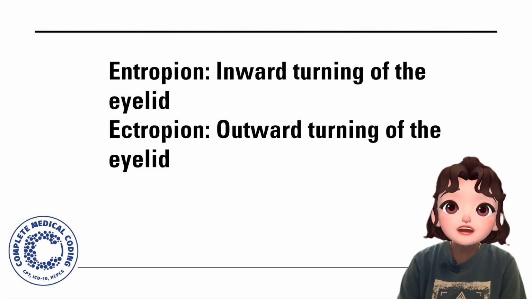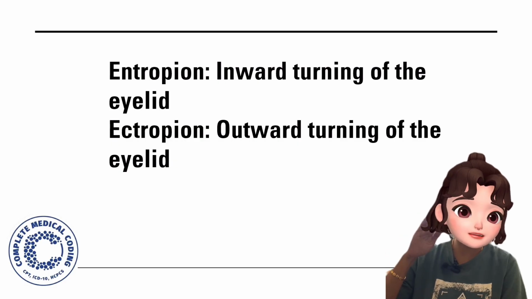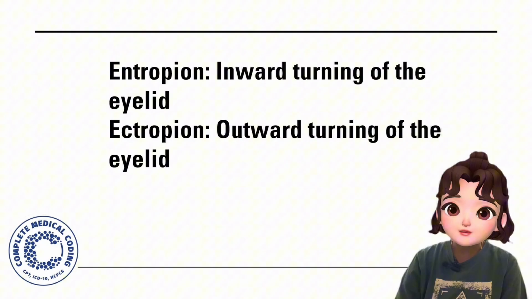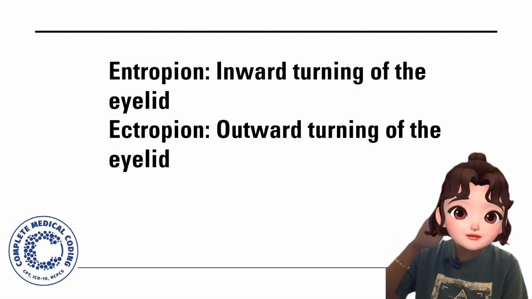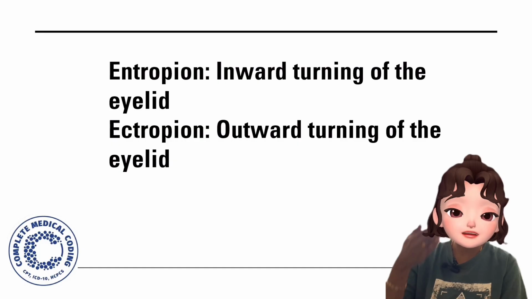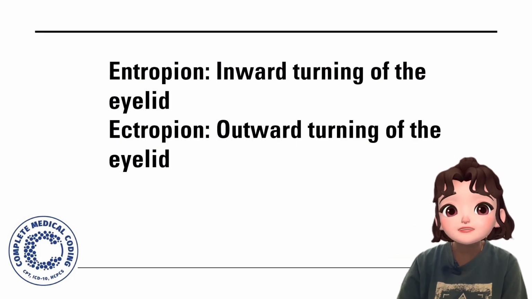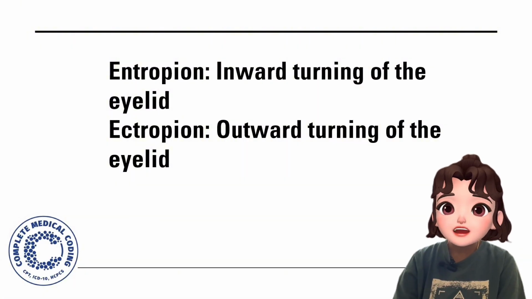Entropion means inward turning of the eyelid. The inward turning like this. Inward turning represents entropion. And ectropion represents the outward turning of the eyelid. If the eyelid is outwardly turned, that is called ectropion. If it is inward turning of the eyelid, it is called entropion.